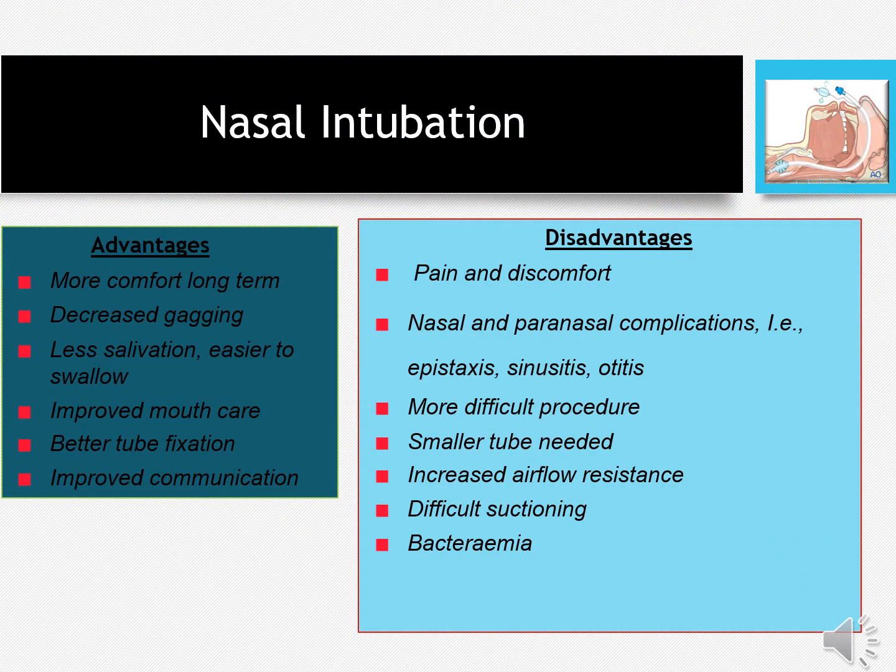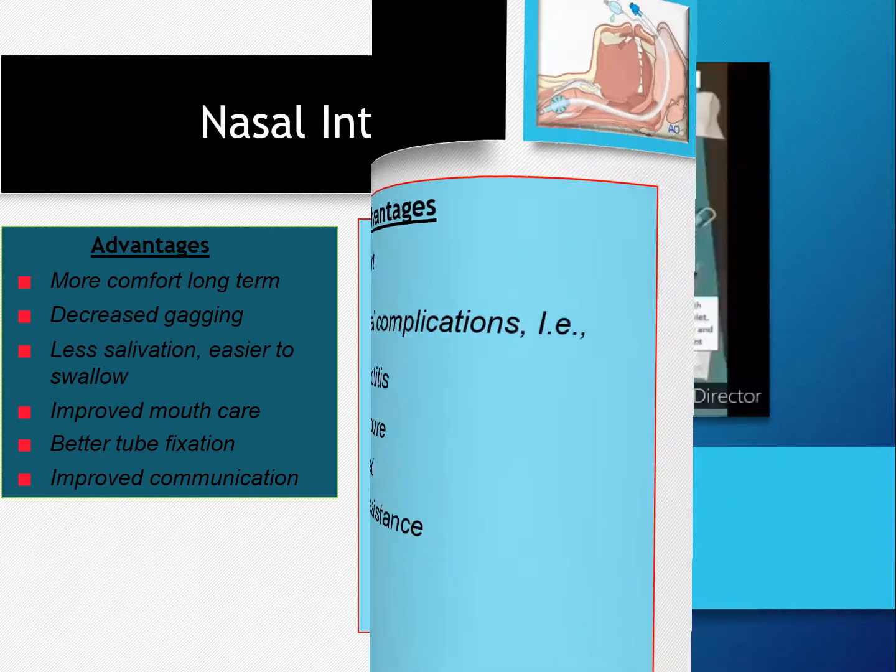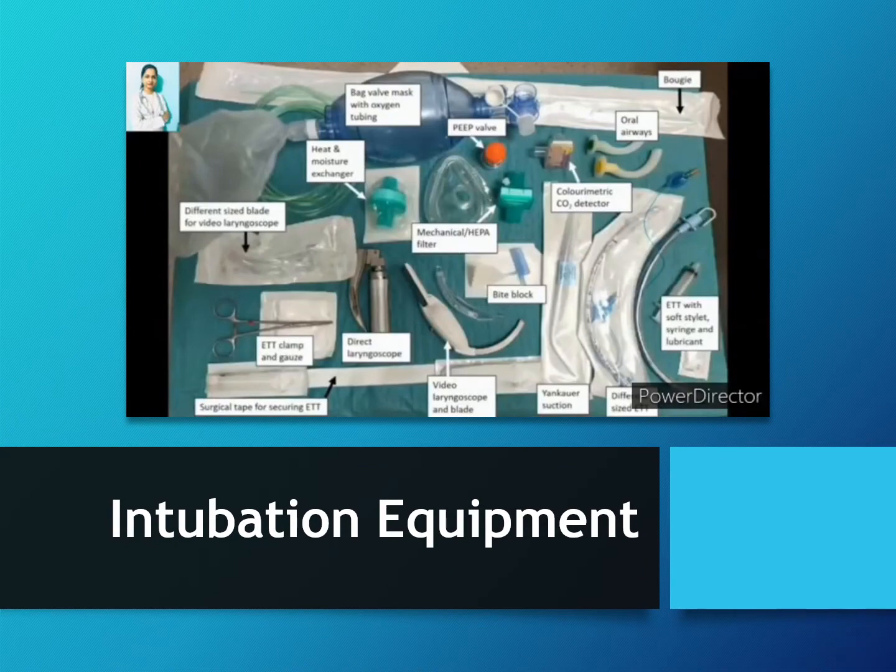So here are the nasal intubation advantages and disadvantages. Advantages are more comfort than oral intubation, decreased gagging, less salivation, improved mouth care and better tube fixation, which also improves communication. Disadvantages are pain and discomfort, and nasal and paranasal complications like sinusitis, otitis and epistaxis. Nasal intubation is a more difficult procedure, a smaller tube may be needed, there is increased airflow resistance, suctioning is difficult, and bacteremia may occur. So now we will discuss the equipment.